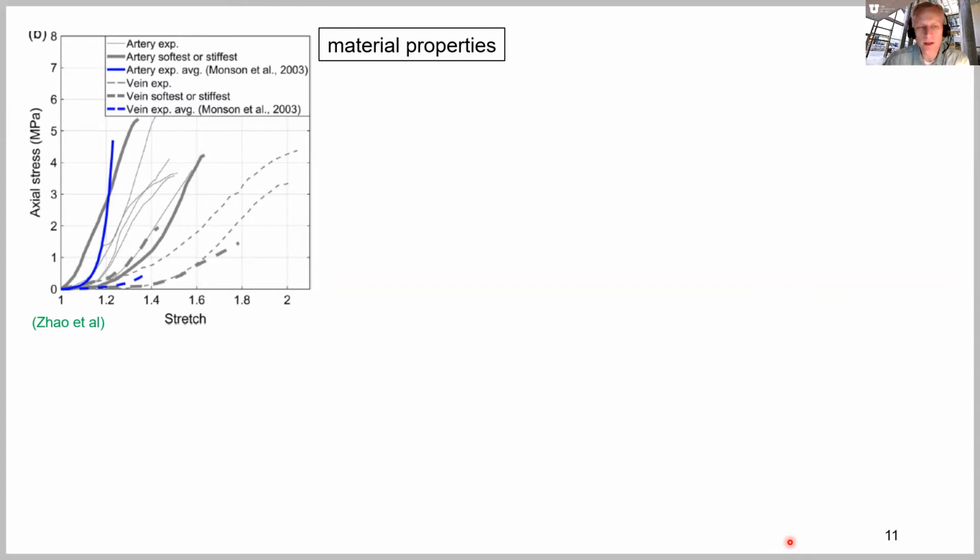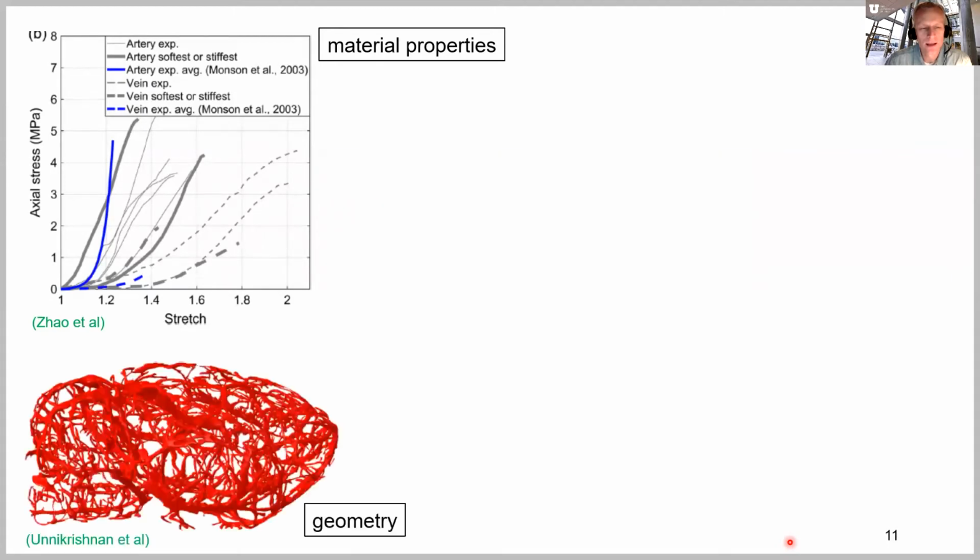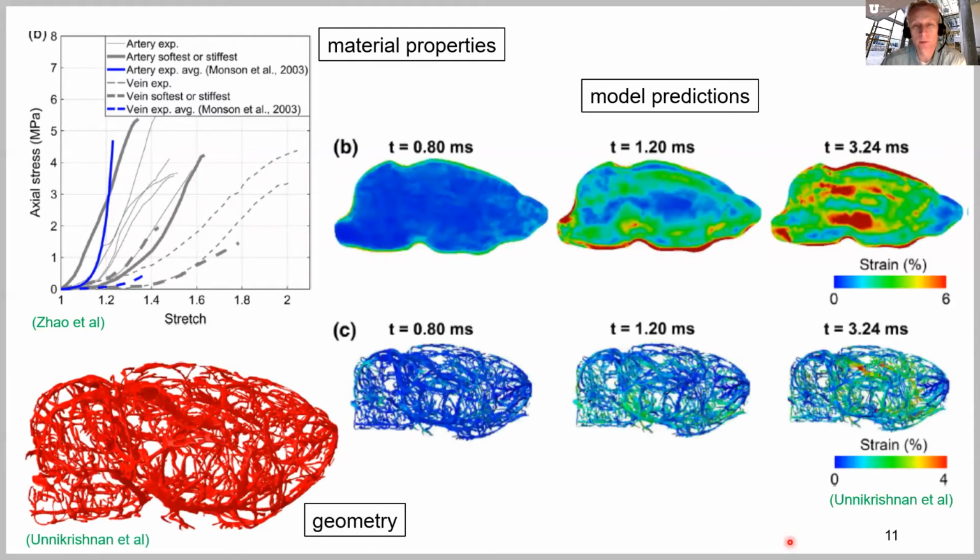Now these mechanical properties can be utilized to help build computational models of the brain so that we can try to predict whether or not an injury would occur under certain conditions. Along with some geometry of blood vessels, for example, this is the geometry representation of the blood vessels in a rat brain, incorporating geometry and material properties into a computer model then allows us to predict the level of deformation and potential injury in a brain under a given amount of loading that we're studying.